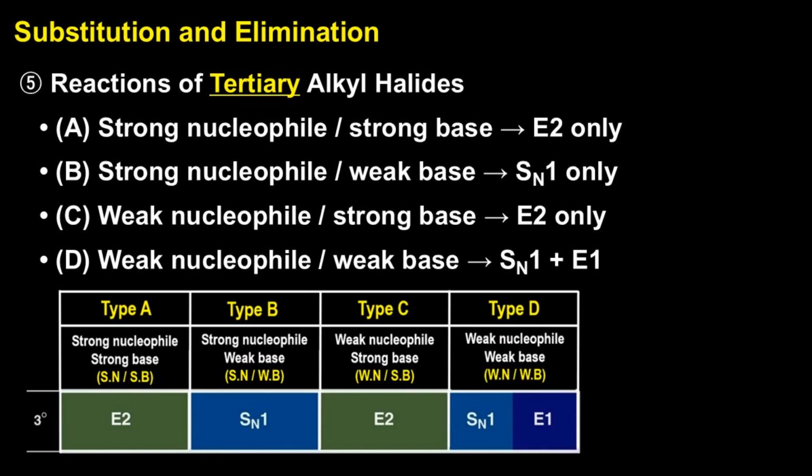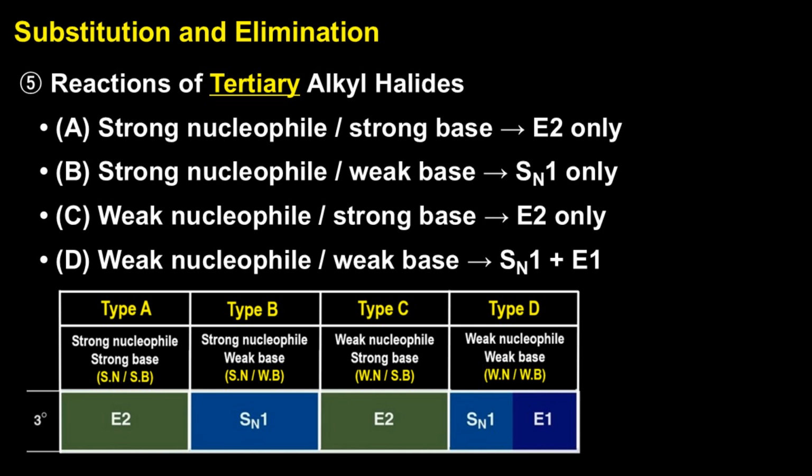If you've got a strong nucleophile and a strong base, then E2 is the clear winner. Even though the nucleophile is strong, steric hindrance makes substitution impossible, so elimination is the only viable pathway. If the base is weak but the nucleophile is strong, the reaction shifts toward SN1. The leaving group departs first, forming a stable tertiary carbocation, and then the nucleophile steps in.